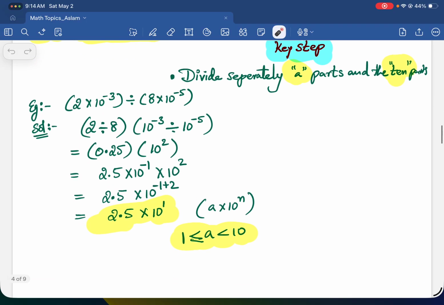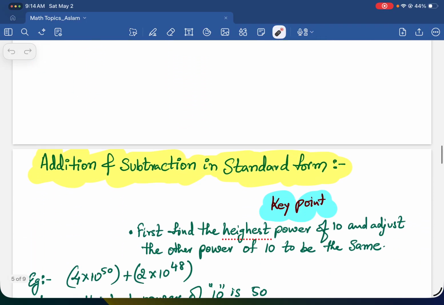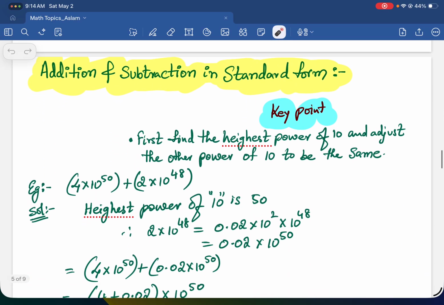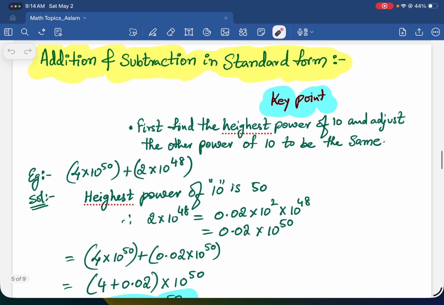This is also applicable for addition and subtraction. So let me just explain addition and subtraction. First find the highest power of 10 and adjust. This is the key rule, so you have to keep it in mind. The first thing is you have to find the highest power of 10 and adjust the other power of 10 to be the same. So how do we adjust and how do we do that?